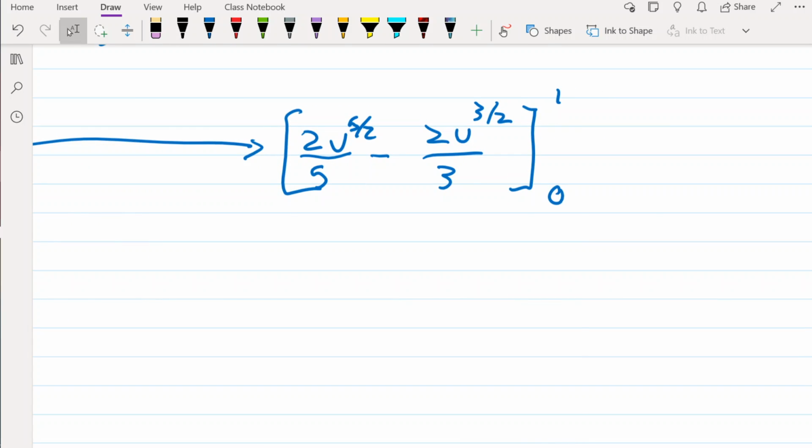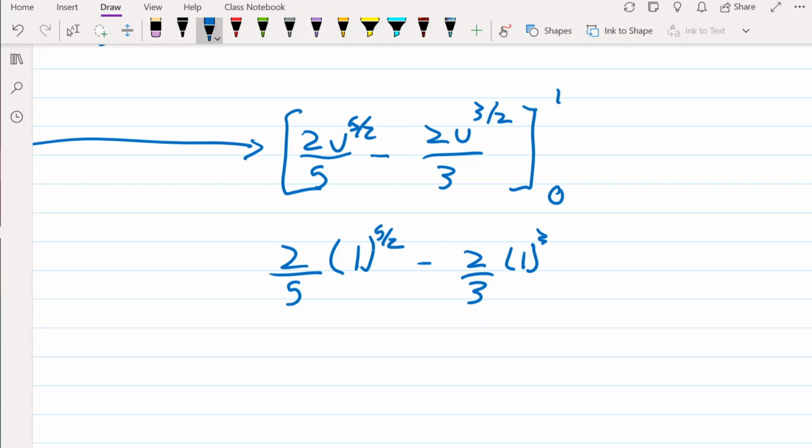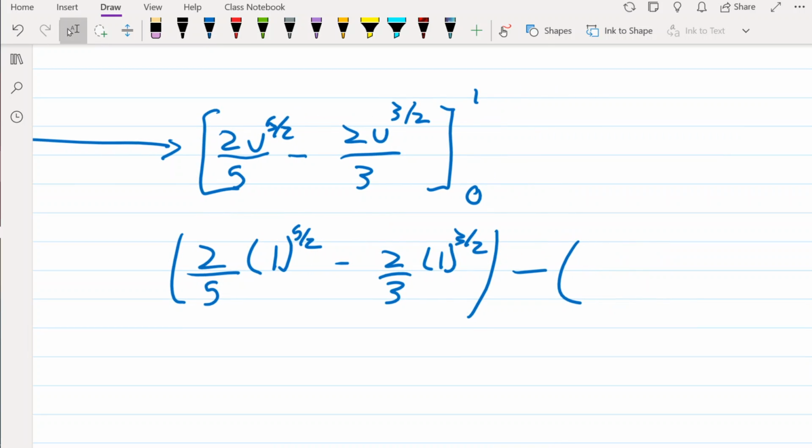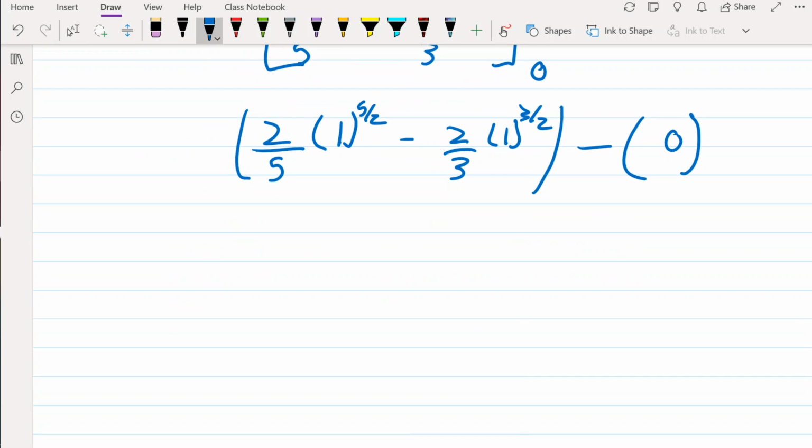So now we are going to evaluate it from 0 to 1. So I'm going to do 2 over 5 times 1 to the 5 over 2, minus 2 over 3 times 1 to the 3 over 2, minus, as 0 to any power is still 0, 2 over 5 times 0 is 0, and same for the other thing, it's just going to be 0. So our final answer is going to be 2 over 5 minus 2 over 3. We could simplify this if we want by multiplying everything by 3, so that will be 6.